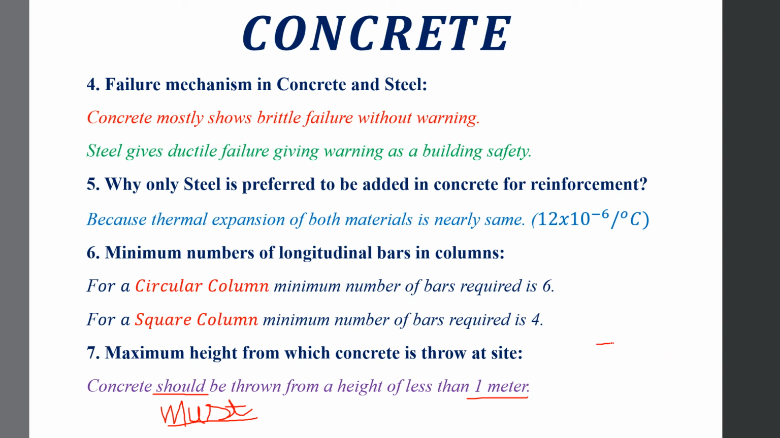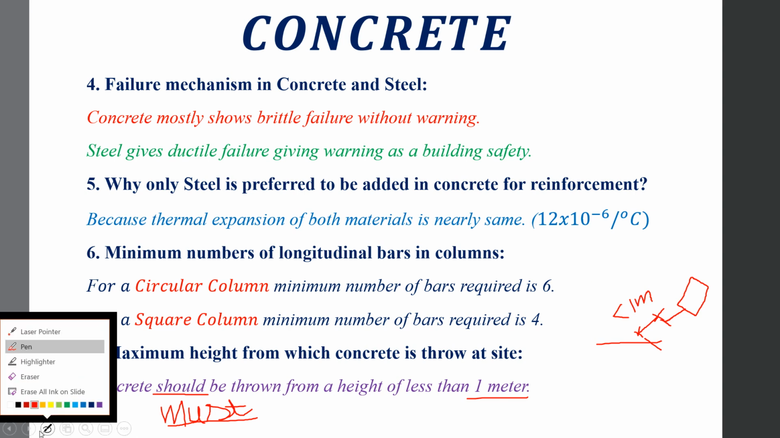So if this is your construction site and here is the concrete supply source, then you will throw this concrete from this pipe. The distance between the opening mouth of the pipe and the site where the concrete is to be placed must be less than 1 meter. You will not place or throw concrete from a height greater than 1 meter.